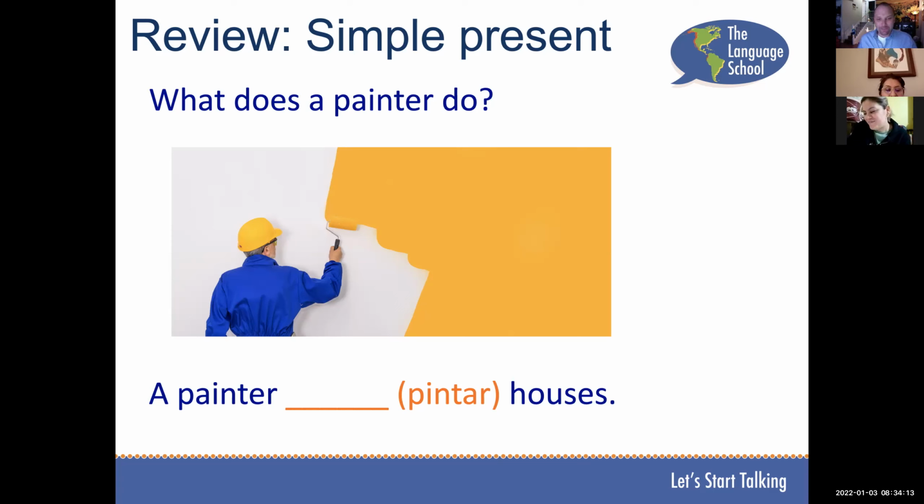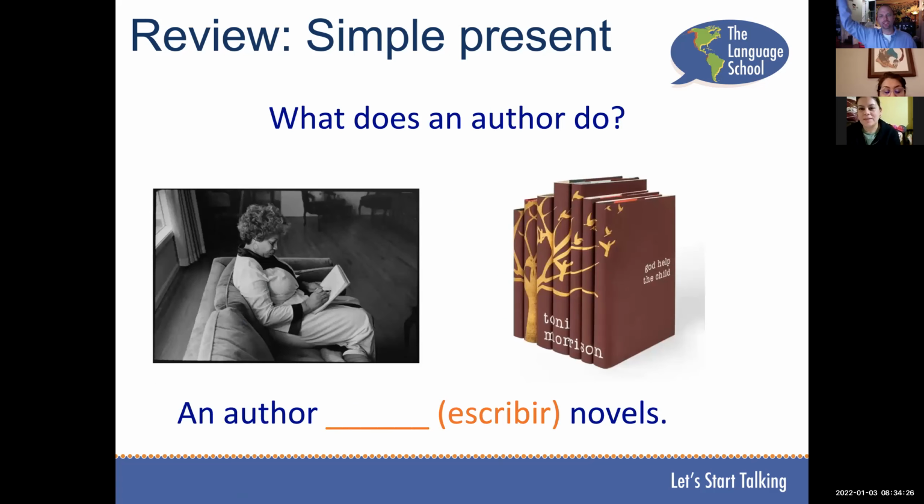Okay, Caro, what does a painter do? A painter paints houses. Do you paint? Sometimes I paint. What does an author do? An author writes novels. Do you write? No, I do not write.